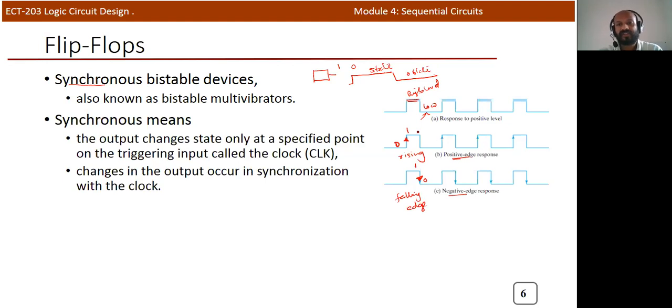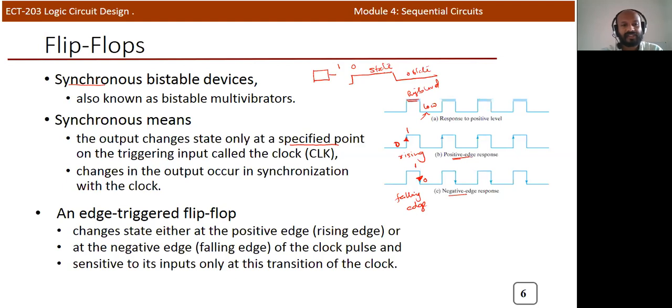Okay, so based on this high level or low level, or based on the rising edge or the falling edge, the output of the system changes. That's why it's known as a specified point of the triggering input. So this is a triggering input. It can be high, it can be low, it can be a rising edge, it can be a falling edge. Okay, so these are the different triggering points of this particular clock signal, and that's why it's known as synchronous.